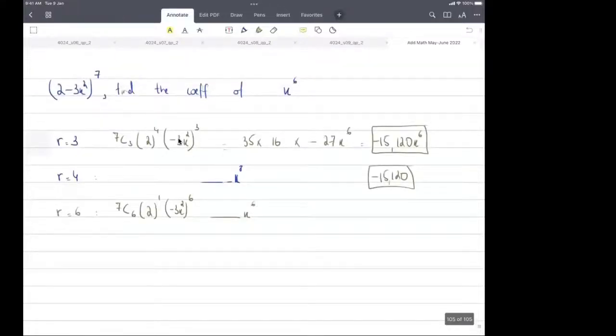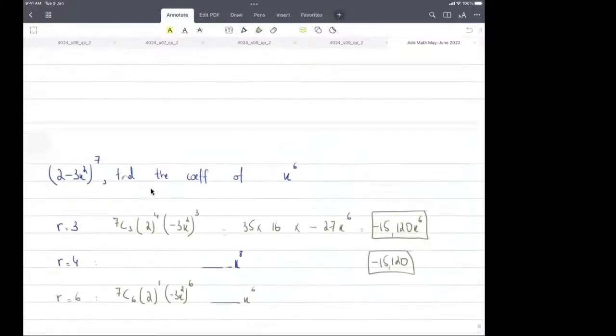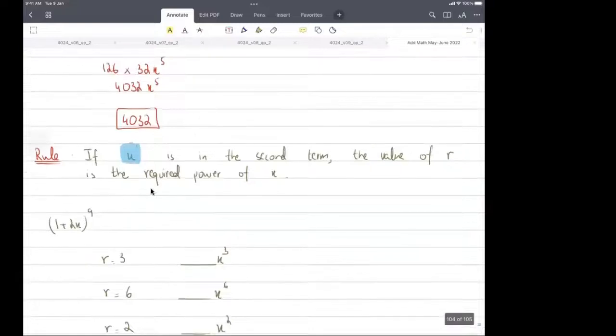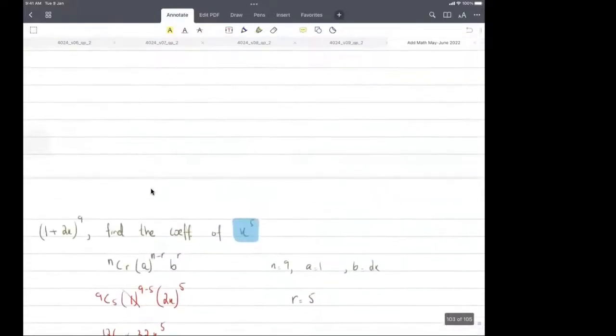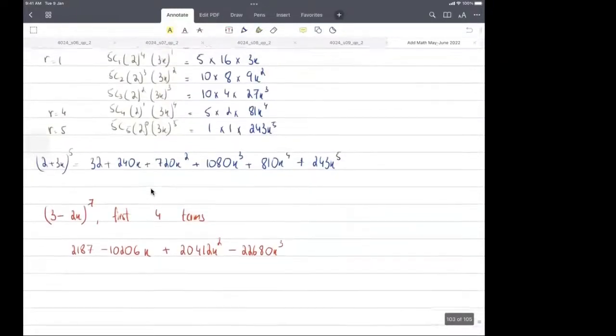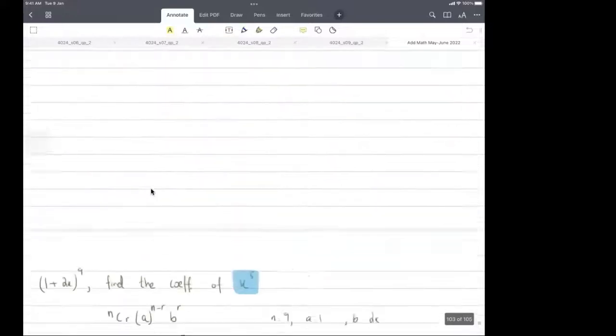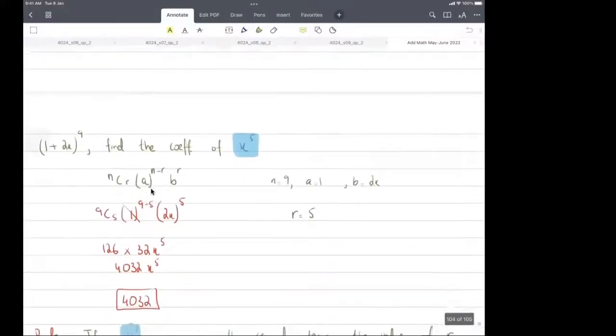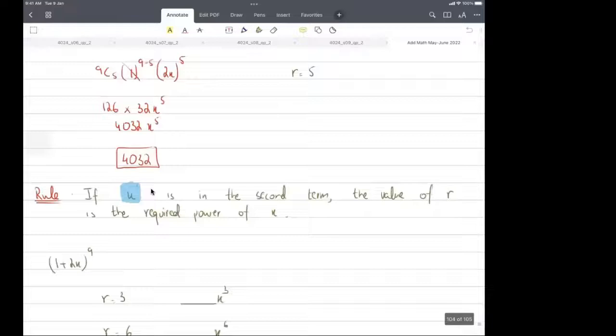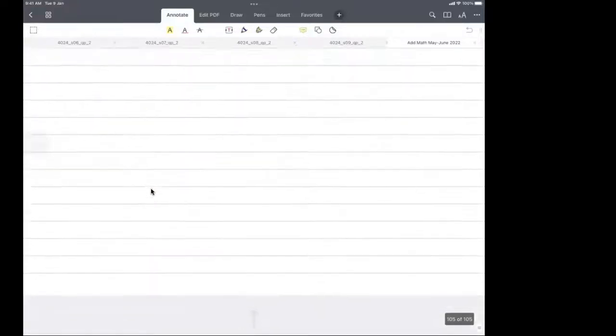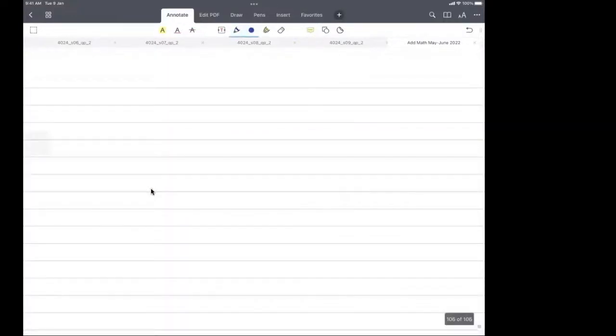Yeah, okay. So basically, last class this is where we ended. पहले तो हमने एक जनरल रूल सीखा था, वो ये कि if x is in the second term, we figured कि r will be the required power of x. ठीक है. So आज का हमारा concept है कि we're going to see what if x is in the first term. ठीक है.